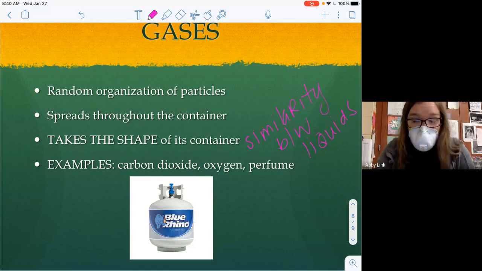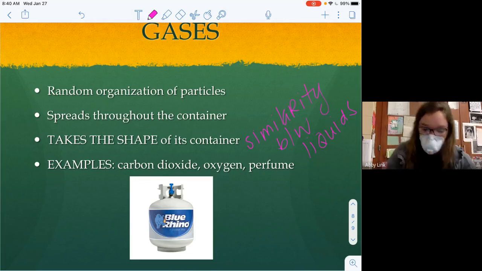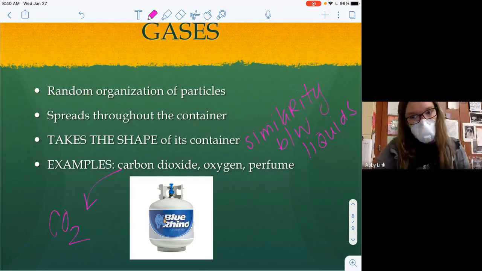All right, so gases, sometimes it's hard to come up with examples for these. I have a couple here listed. Maybe we can come up with some more. Carbon dioxide, right, which is CO2. All right, anybody know anything about carbon dioxide, like where it is or what it does or where it comes from? Anybody know anything about carbon dioxide?